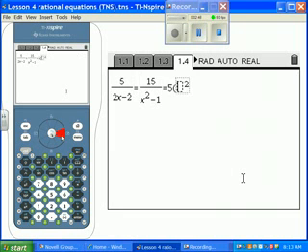Close parentheses. Okay, now what? Say it again. Equals. Equals, good. Okay. Keep going. 15, 2x. Good. Any problems with that?